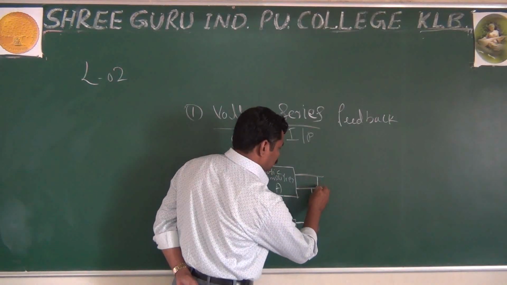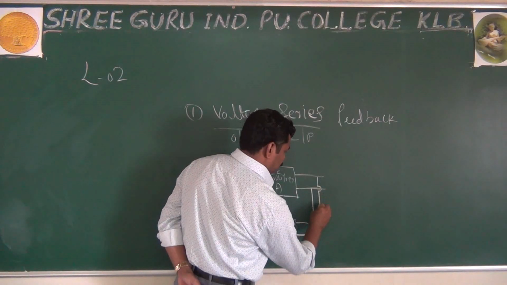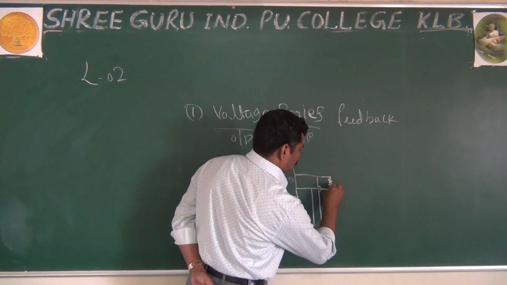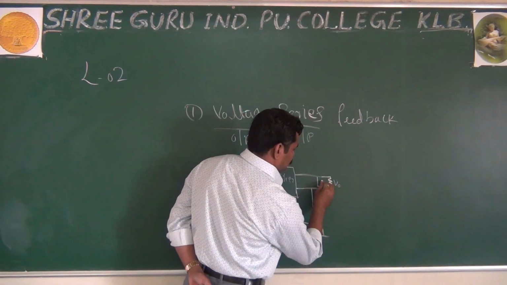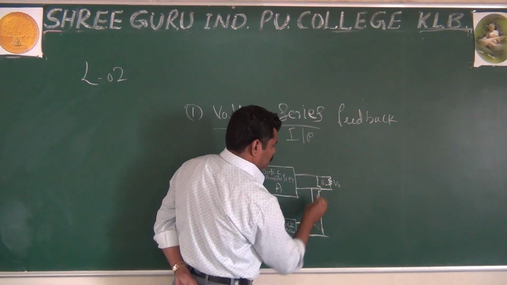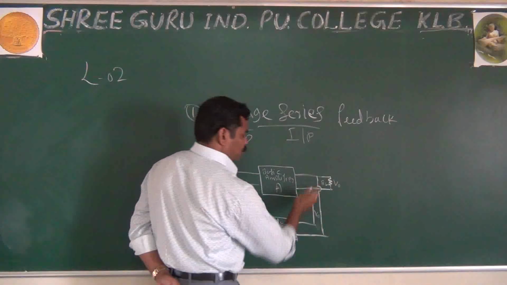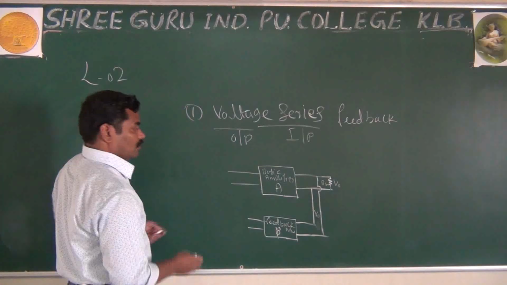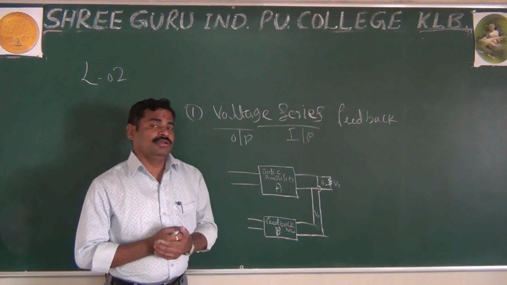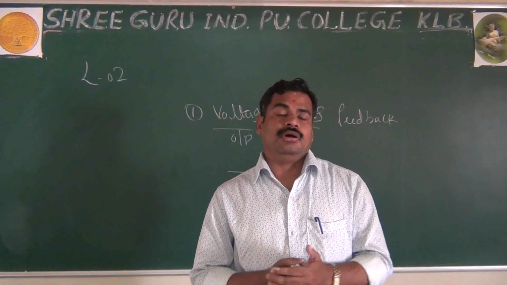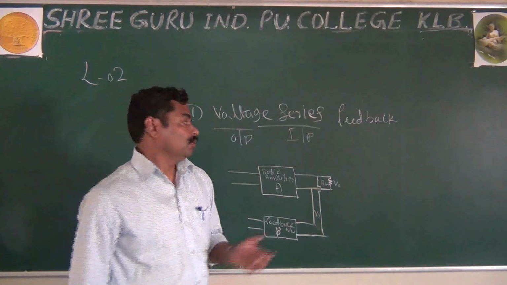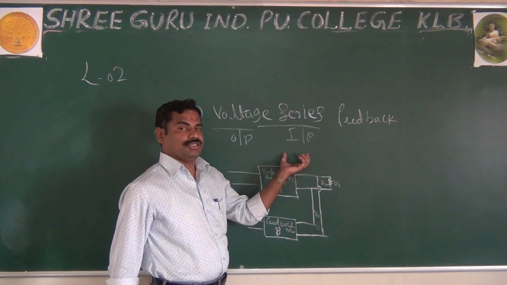And this is nothing but you are connecting in parallel. Here you have the RL. This is V0, this is RL. This is nothing but your input section. And here in the input, what is it? Series. And as we know, in series means how you are mixing the signal. As I said, always in series, you are mixing the voltage in series.